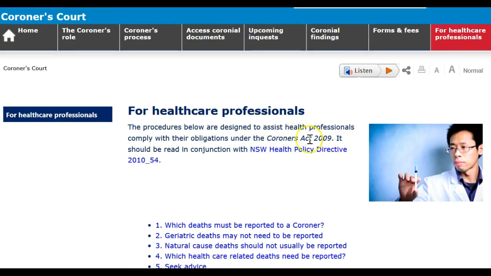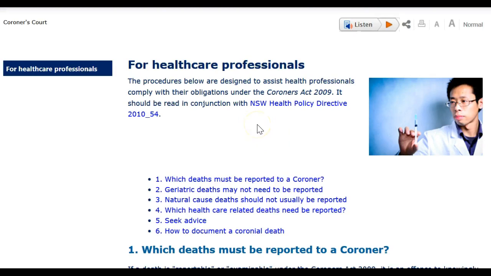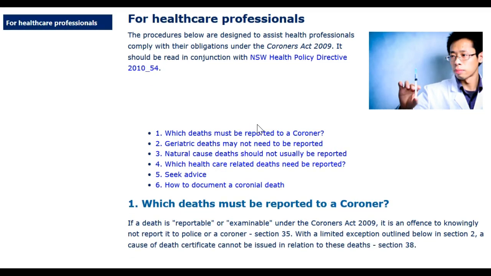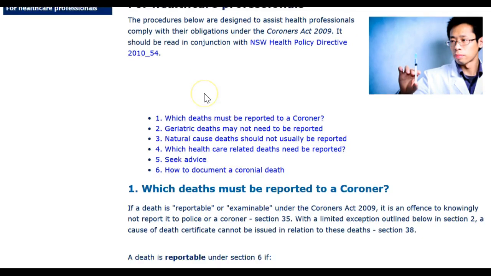So remember, the legislation, the statute that governs our practice in this area is the Coroner's Act, but the health policy, the New South Wales Health Policy Directive on that gives us the day-to-day information about practical matters, if you like, how to document a coronial death, for example, and so on.